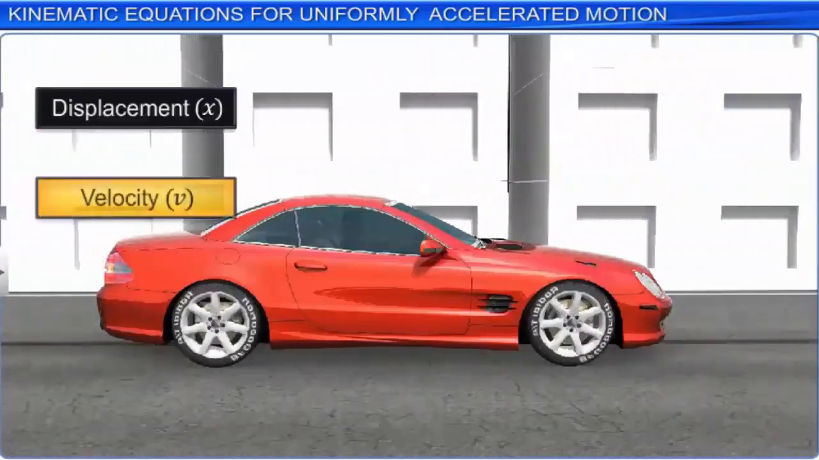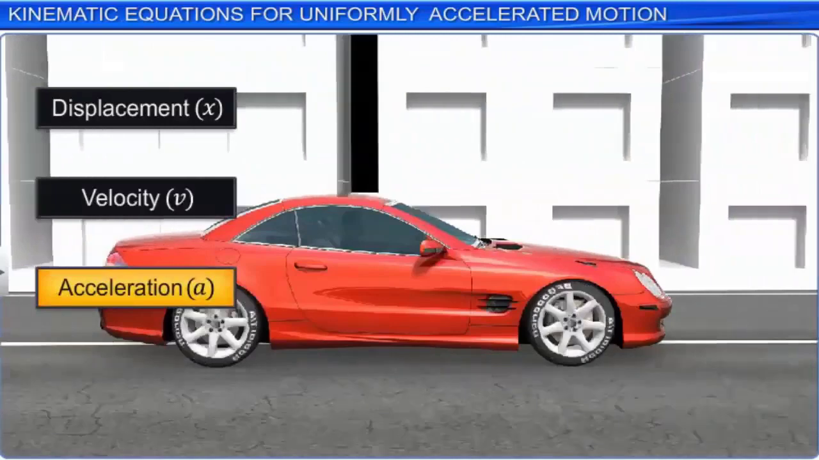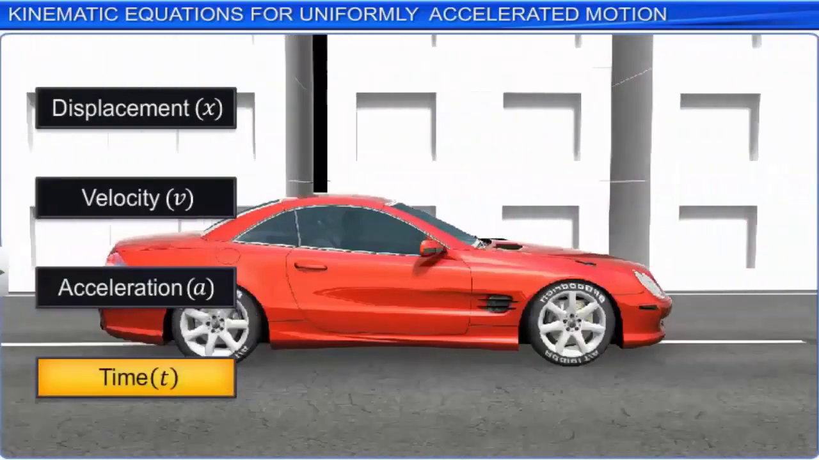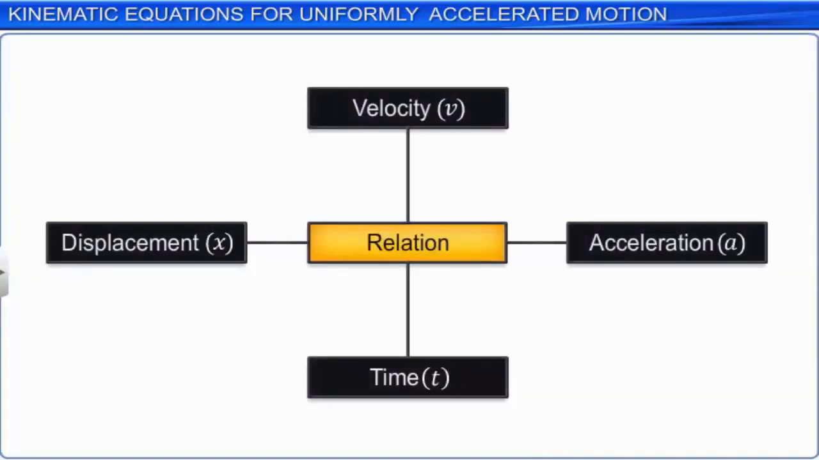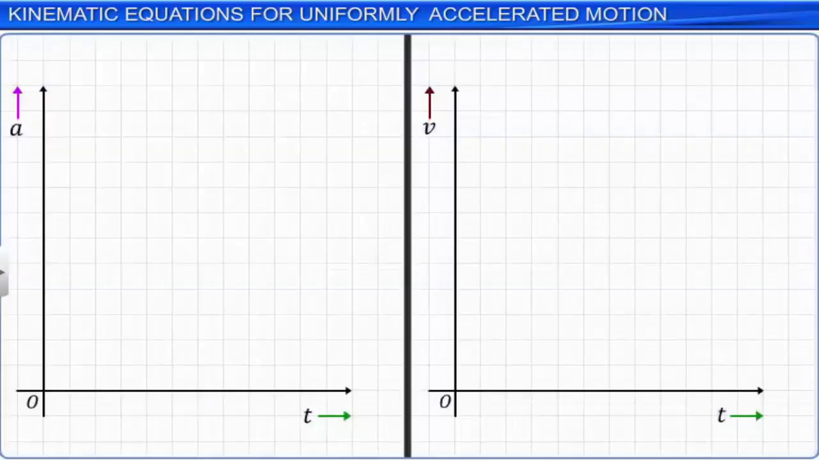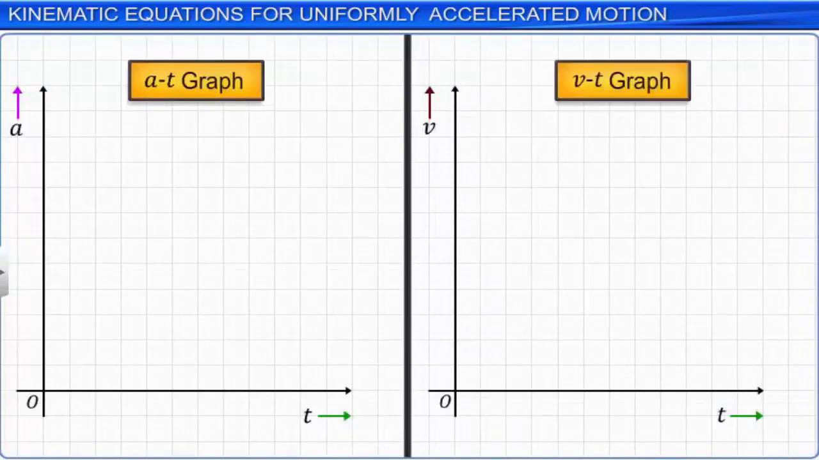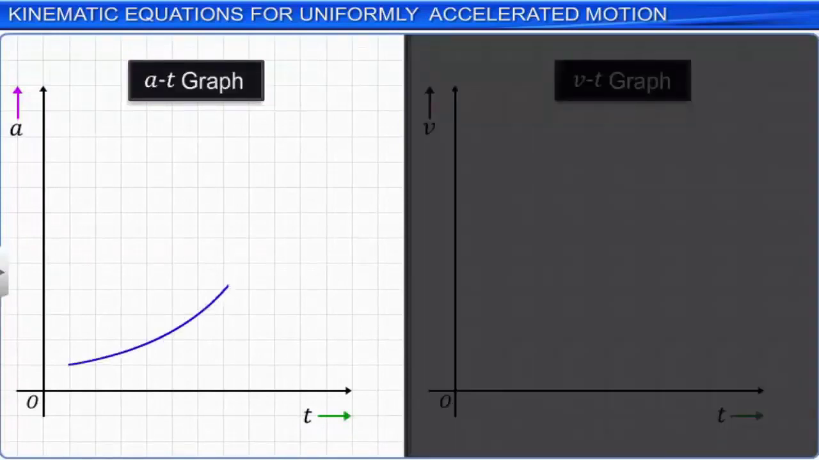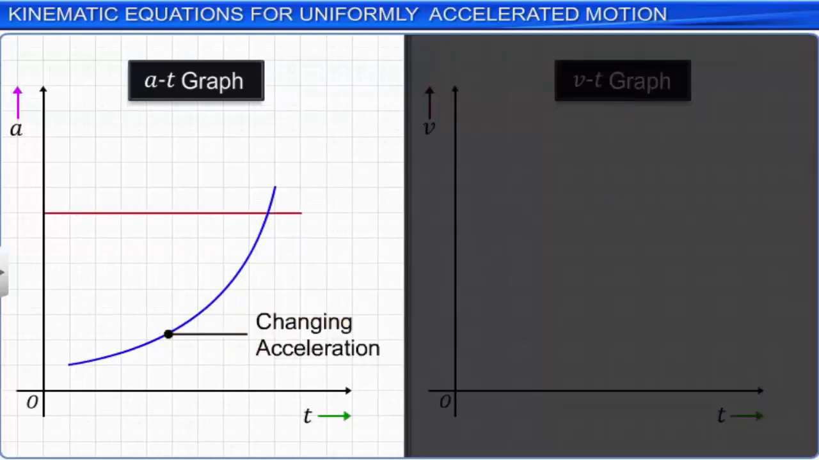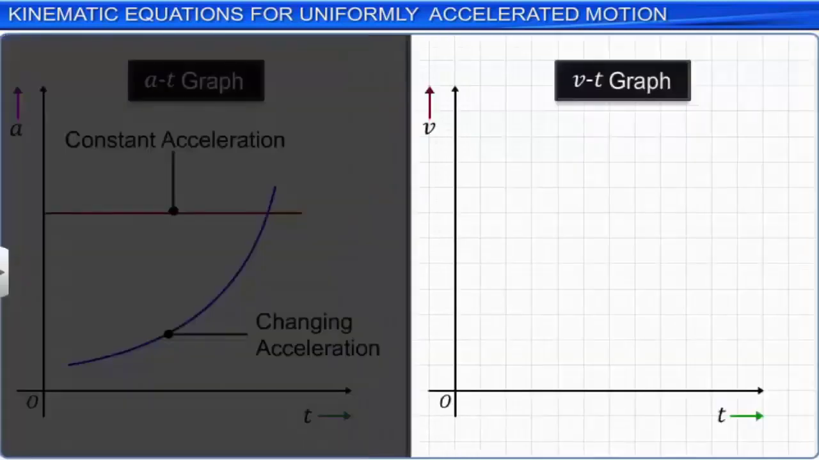Displacement x, velocity v, acceleration a, and time t are related. Let's derive how each term is related to the other. Before deriving the kinematic equations, we have to learn about a, t, and vt graphs. You know that acceleration can change with time and the position of the body. Here, we will deal with bodies moving with constant acceleration. Vt graphs help us understand the given problems a little more clearly and solve them easily.